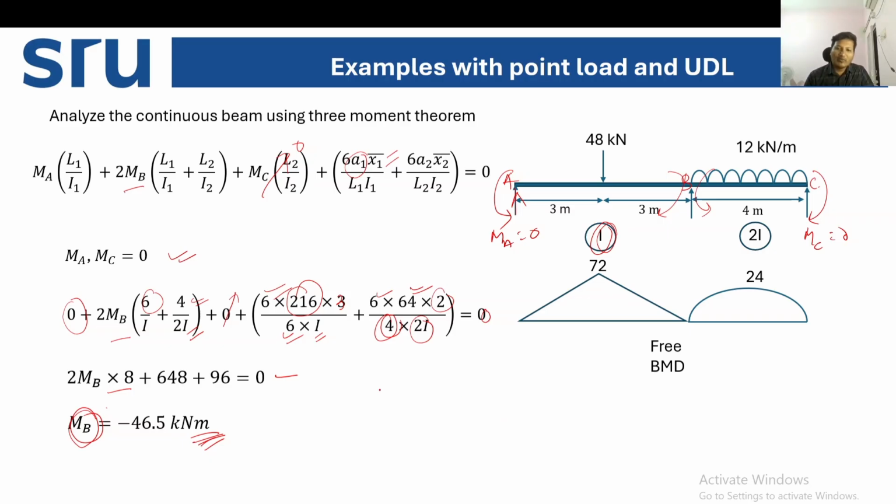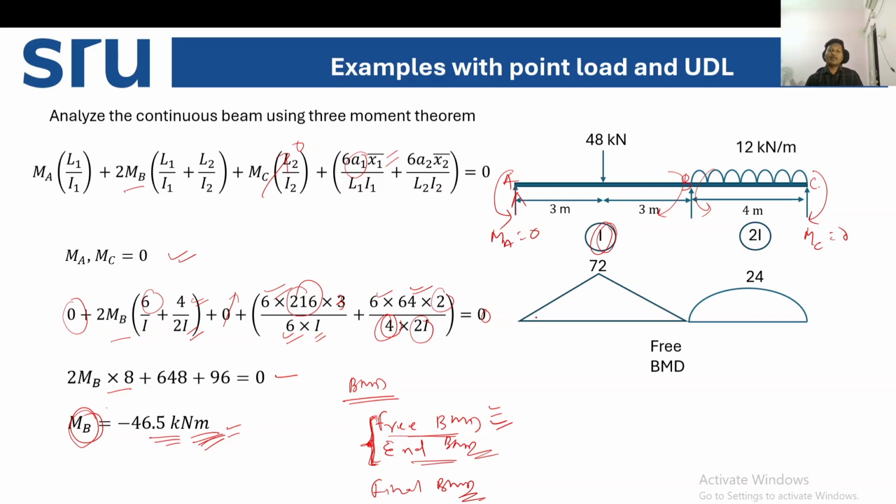Now let us draw the bending moment diagram. One thing you remember while drawing the bending moment diagram: first we have to draw the free bending moment diagram, for which we already know the formulas and have already drawn it before. Then we'll draw the end moment diagram, using the bending moment at the intermediate support which we have already calculated. After that, we'll superimpose these two diagrams, the free bending moment diagram and the end moment diagram, and draw the final bending moment diagram.